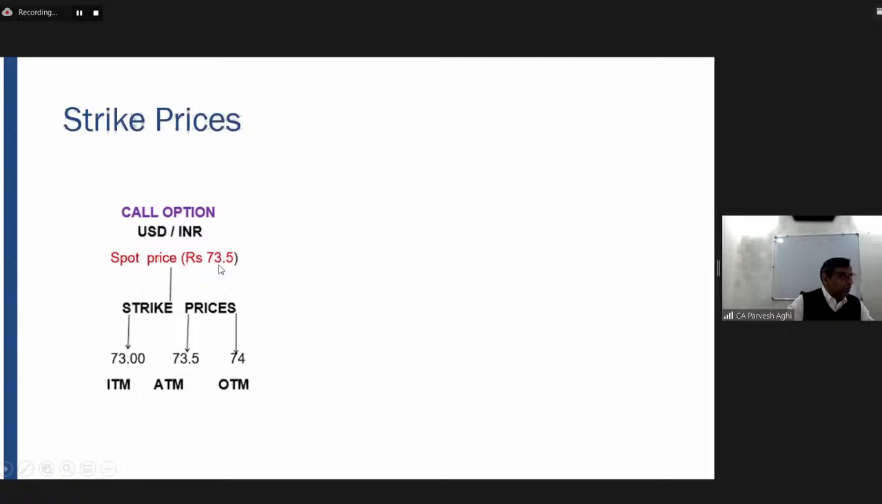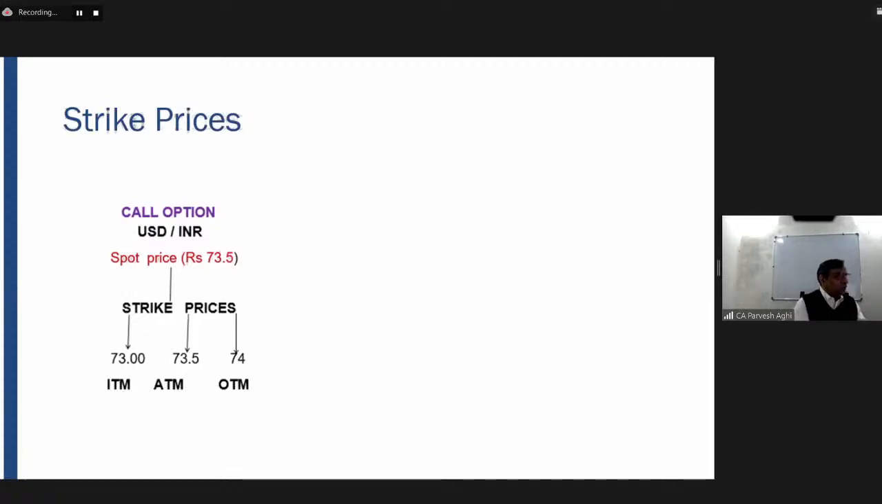Suppose this is the price prevailing, say, today. Okay. That means $1 is equal to 73.5. Now, these are the three kinds of strike prices which are given to you by the stock exchange. Say 73, which is less than the spot price of 73.5; 73.5, which is the same as the spot price; and 74, which is more than the spot price. Now, this is called in the money.